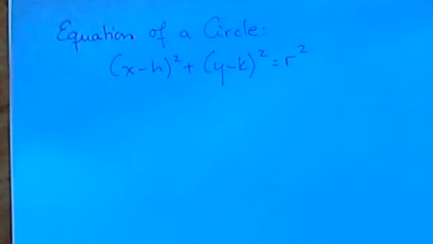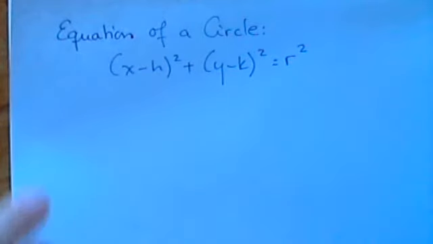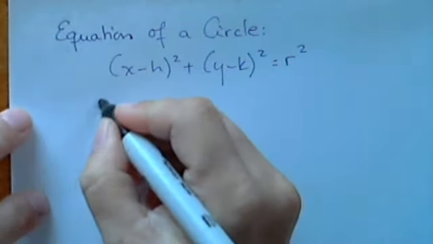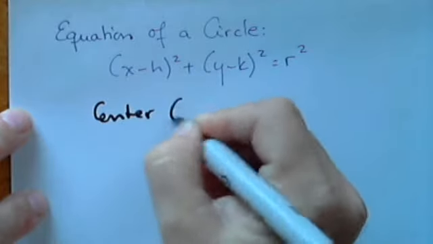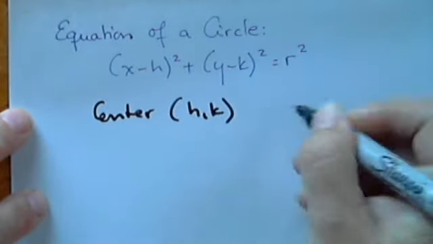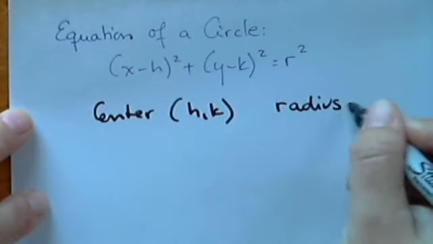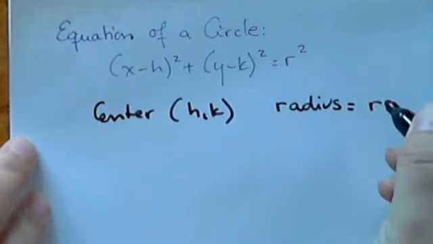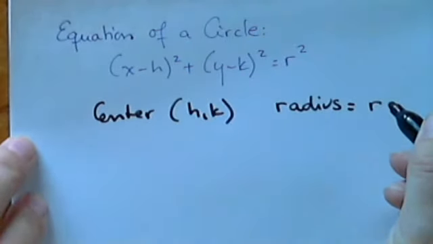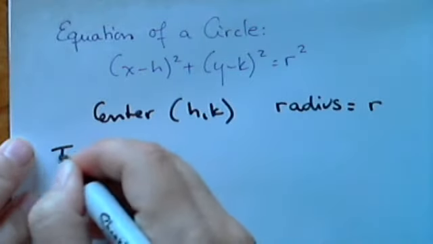Let's take a look at some circles. The equation of the circle is (x - h)^2 + (y - k)^2 = r^2, where the center is (h, k), and of course the radius is r. So for example, find the center and radius.